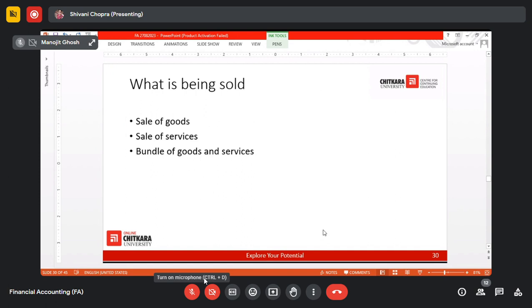When we talk about sale of goods, what are we referring to? We are referring to all types of tangible assets that have been sold. Once the good has been transferred from the seller to the buyer, the sale has taken place. Whereas in case of sale of services, what happens? We transfer the legal title along with the possession. Is it relevant? Can you possess the service?